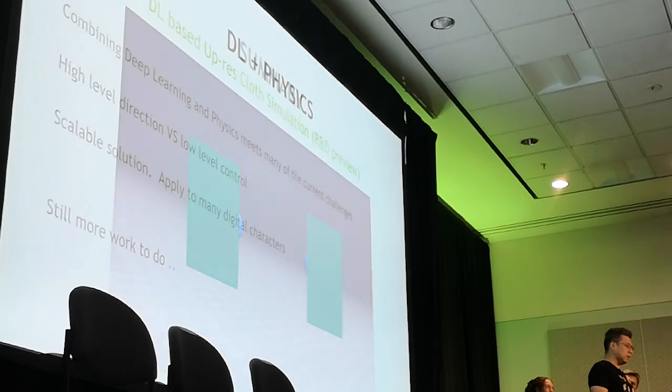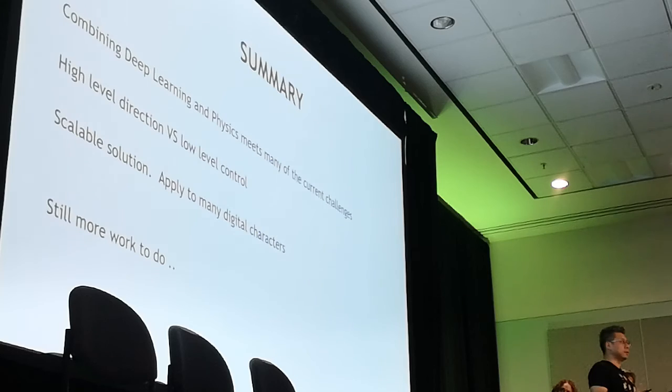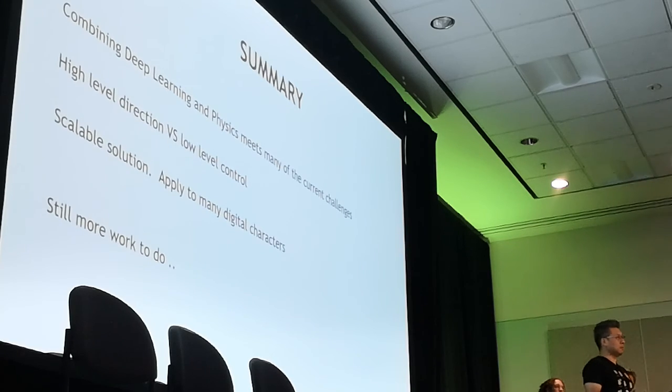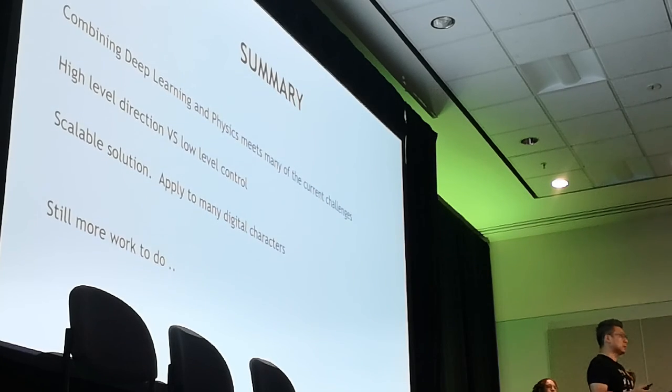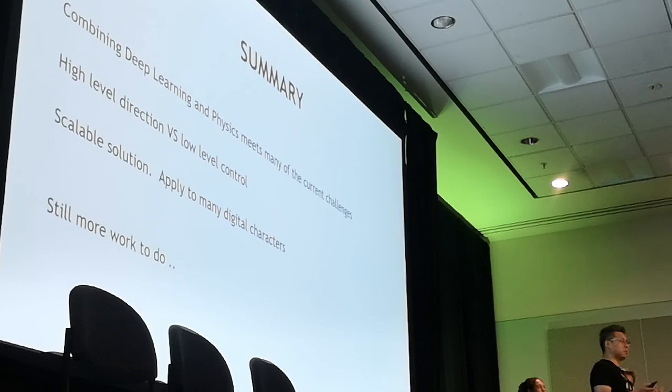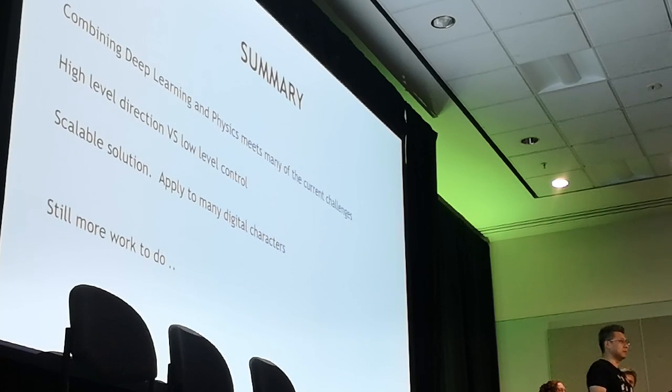In summary, we feel combining deep learning and physics meets a lot of our current challenges: high-level direction versus low-level control, and being scalable, which is very important. Not doing it once, but being able to apply it to different characters in an appropriate way. But there's still more work to do.